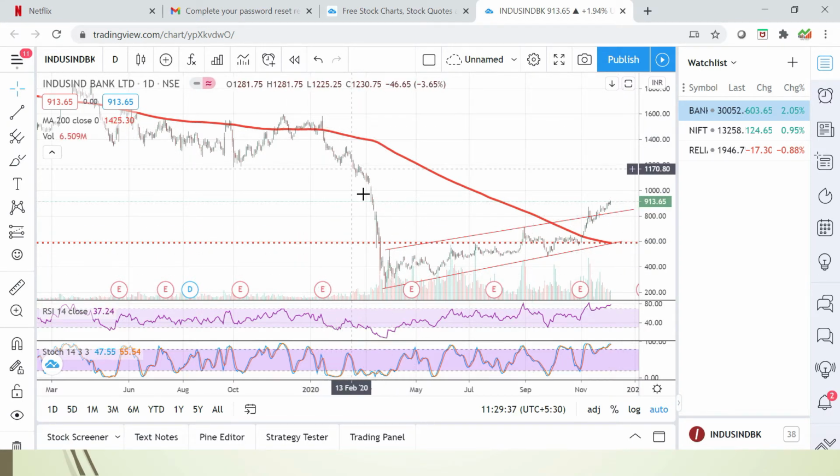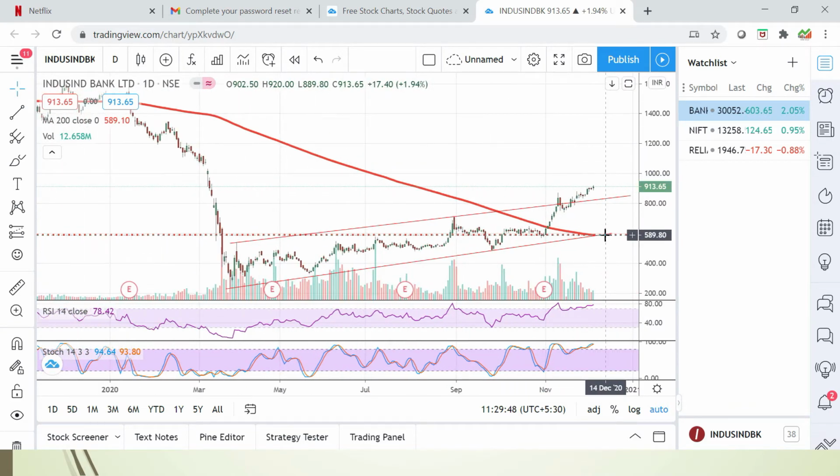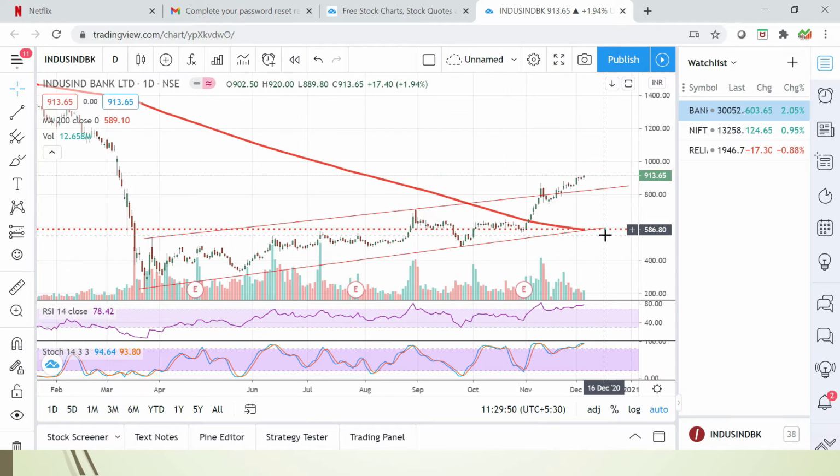You can see the previous fall was so steep, so the upward trend, at least till this first congestion zone, it can very easily climb at a faster pace. So this is the right time to enter and enjoy that pace as well. All right, so that's one.